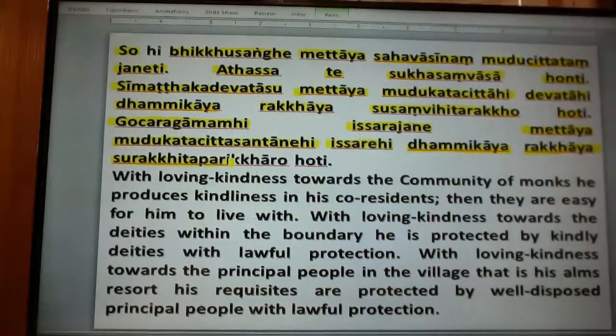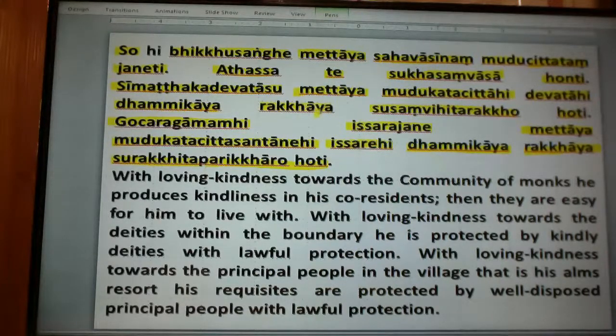Surakkhita parikkharo hoti. Su means very well, rakkhita means protection. Parikkhara means full requisite. The meaning is that the villagers donate everything, full requisite, to them. So they are at ease, no worry about the requisites, isn't it? So they can easily practice meditation without worry about the requisites. These are the benefits we get from the practice of loving kindness meditation. So that's what we have to do.